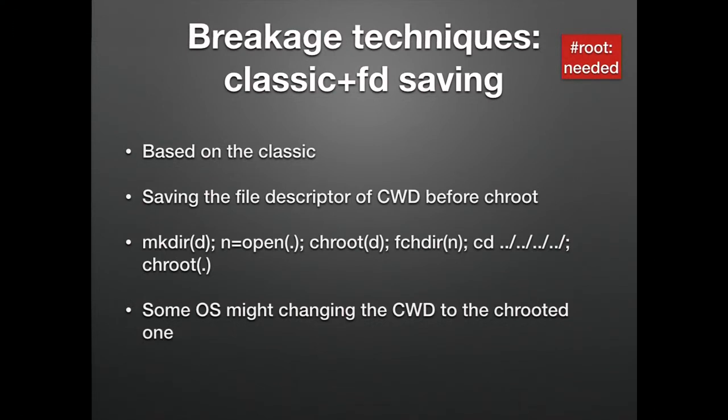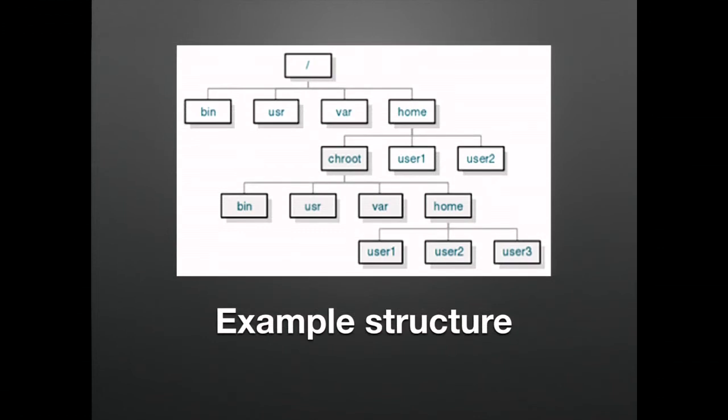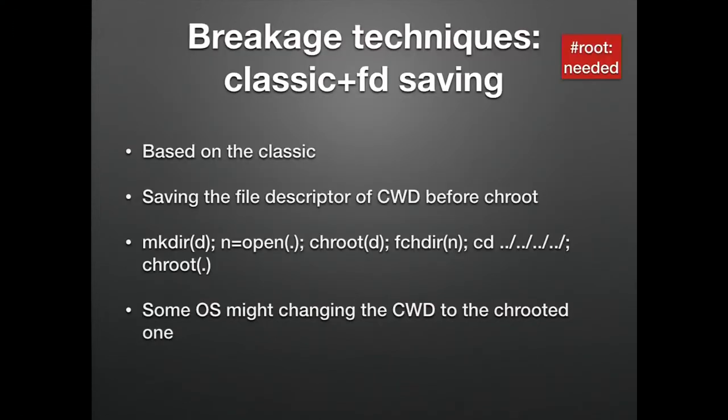But before, if you are chrooting into that directory, and before that you save the file descriptor of that directory, then afterwards you can use this file descriptor of the home, for example. You are saving the file descriptor of this. You will be able to use this file descriptor because it's in memory, so you can access it and just change the directory to that with the fchdir command. It's pretty easy.